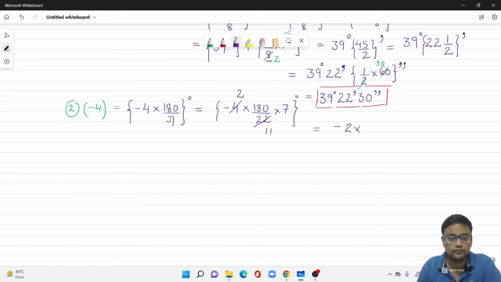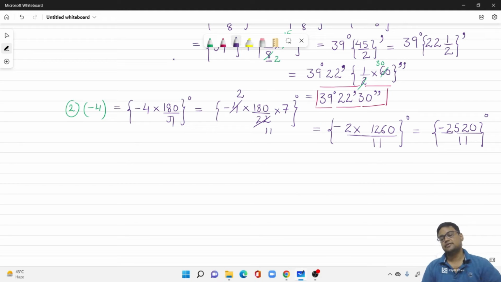-2 into 1260, right, degrees over 11. So it will finally be -2520 upon 11 degrees. Again, since this fraction is non-terminating, it can be extended till minutes and seconds. See how, keep negative separate.